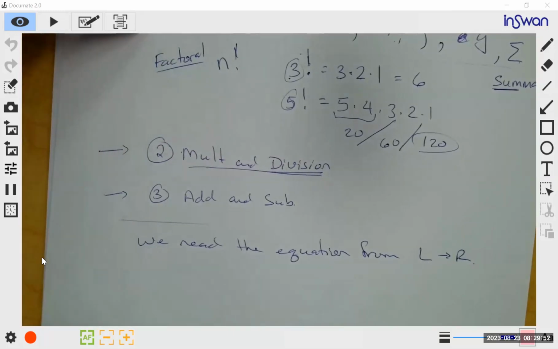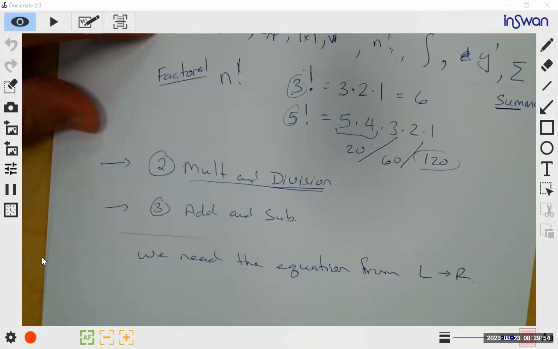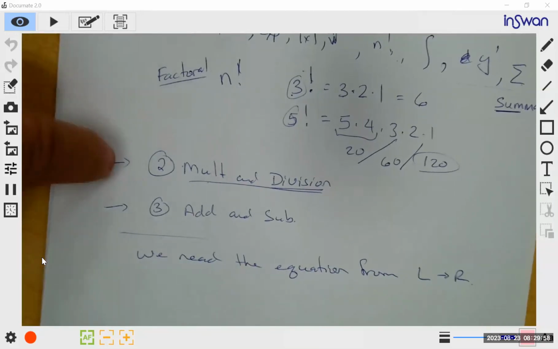Of course, the first things we look for are any special operations. Are there any special operations across the entire equation? If no, then we look for any multiplication, divisions. Whatever we get to.